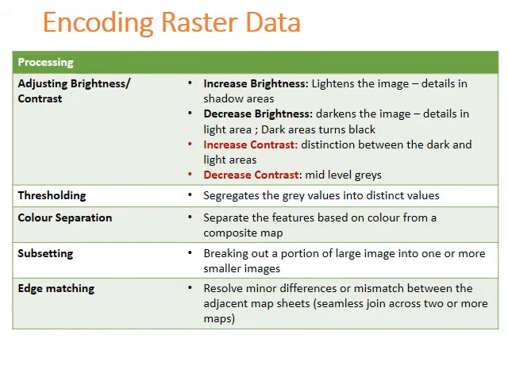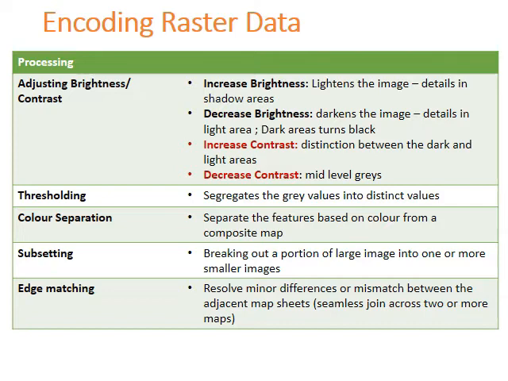Another process that we do in the raster encoding system is adjusting the brightness and contrast. When we increase the brightness of the image, it lightens the image, but the details in the shadow areas can be seen. When you decrease the brightness, it darkens the image, and the details in the light areas and the dark areas turn black. When you increase the contrast, it will distinguish between the dark and the light areas. And when you decrease the contrast, it will enhance the mid-level gray objects. So this is the process by which we look at the image in an enhanced way.